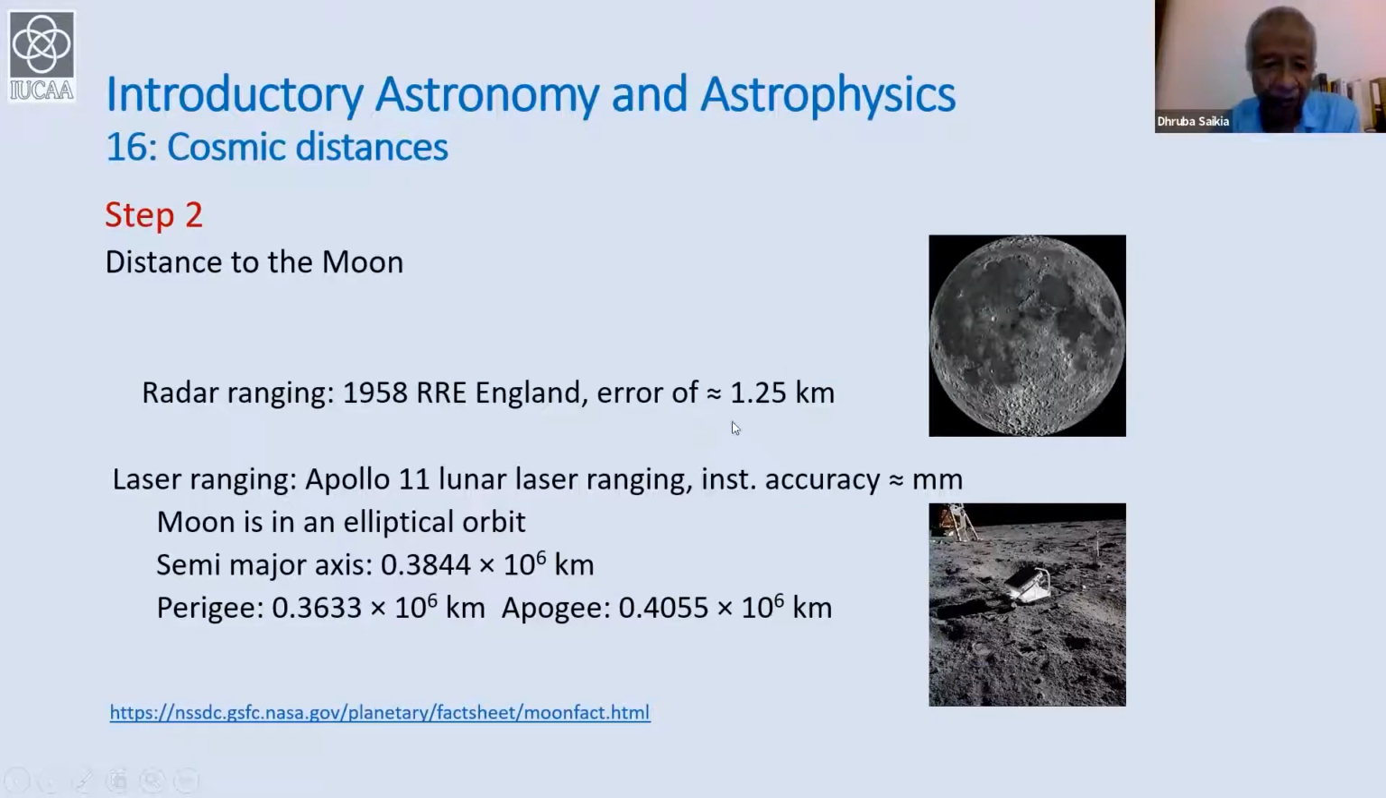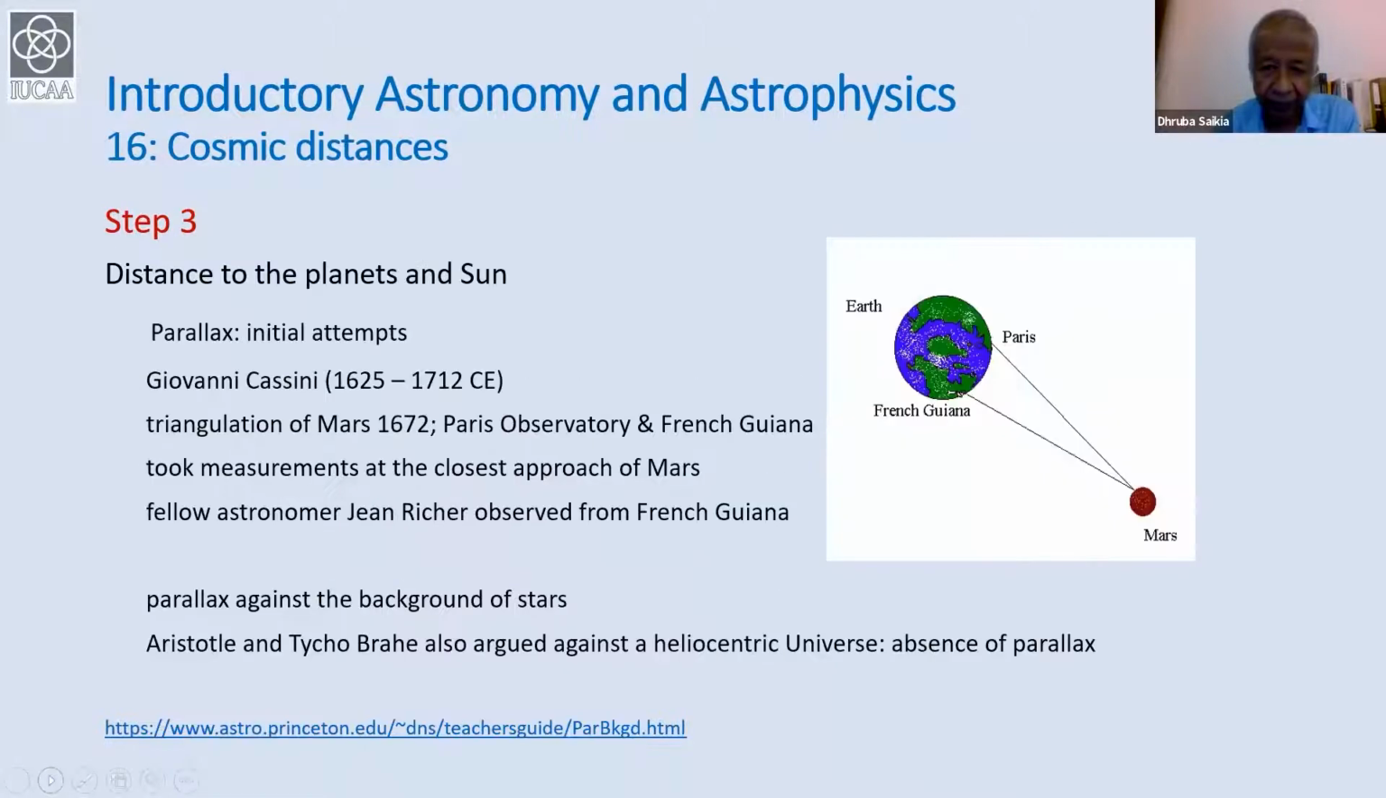of about 1.25 kilometers. Apollo 11 laser ranging, they had left a reflector, and the instantaneous accuracy is at a millimeter level. So the moon is also in an elliptical orbit. Okay, I've written down an average distance over there. There is a perigee and an apogee, which have been listed over here. Now, this was the distance to the moon.